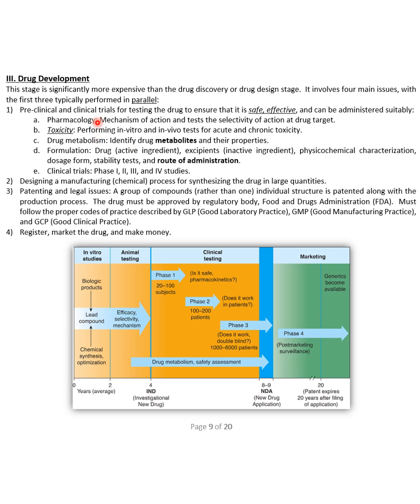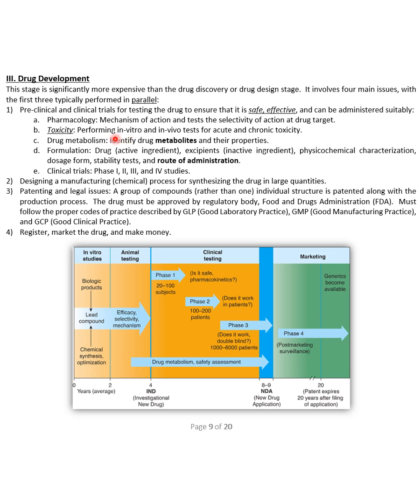The first one is the preclinical and clinical trial. At this stage, you want to make sure the drug is safe and effective by checking its pharmacology, mechanism of action, and test the selectivity of the drug on the desired targets, and if there are any other targets the drug can act on and might cause side effects.